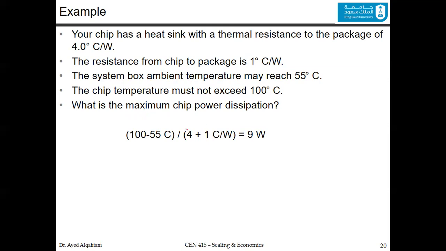To calculate this, we find the ratio, which is 100 minus 55, divided by 4 degrees centigrade per watt plus 1 degree centigrade per watt. Since this is the resistance from the chip to the package, you add those two together and you get 9 watts. This will be the maximum chip power dissipation, which is 9 watts.